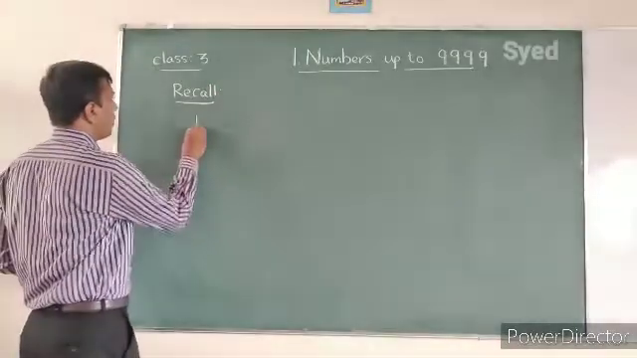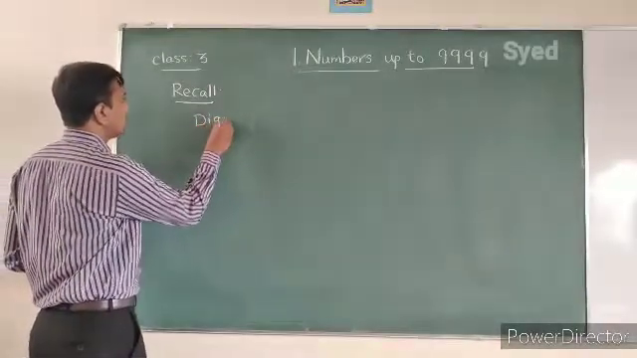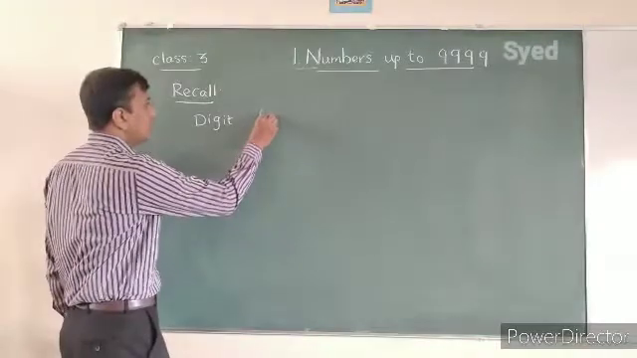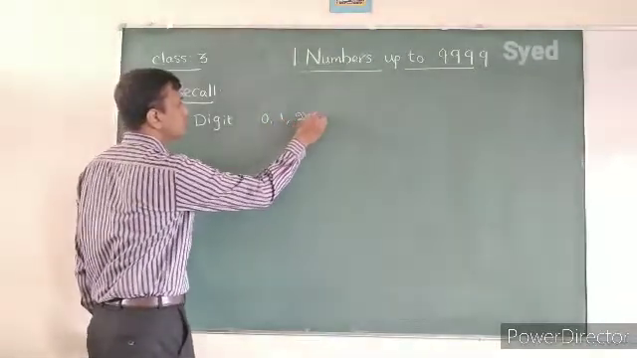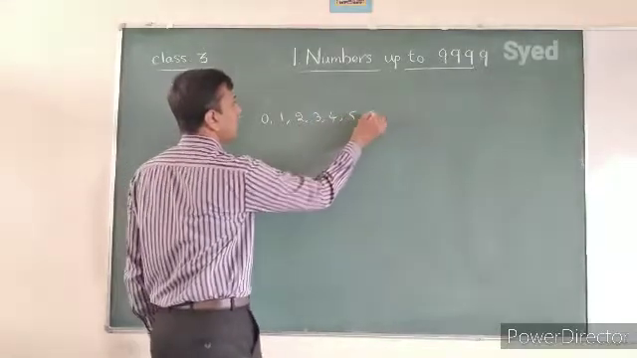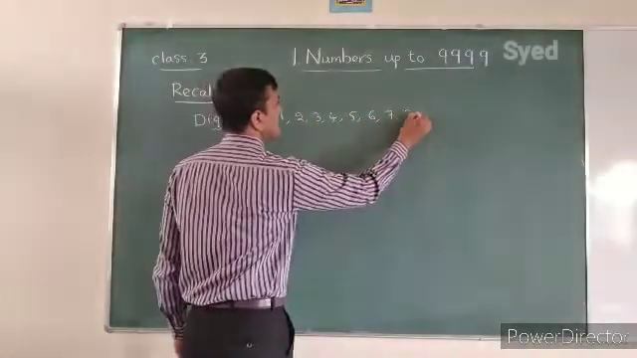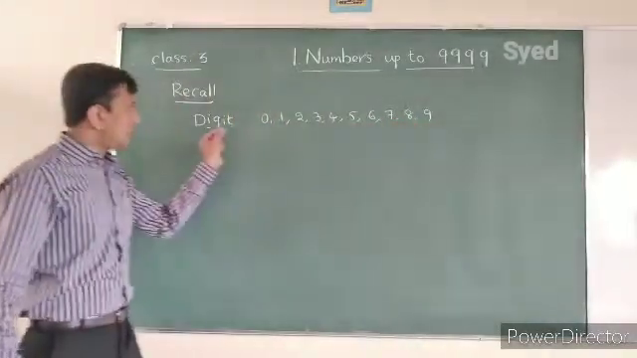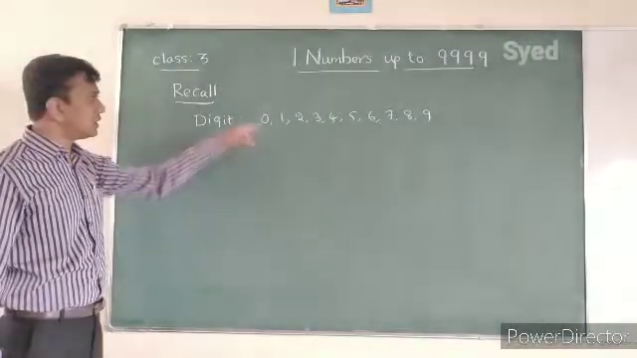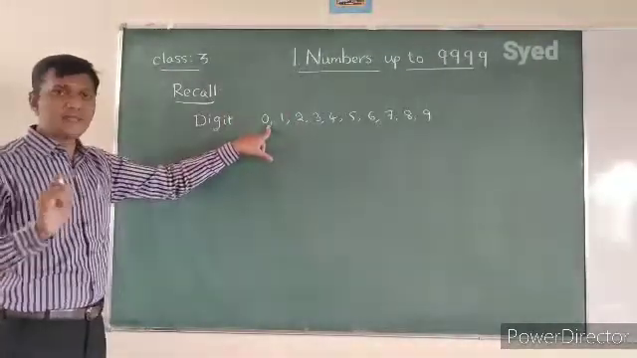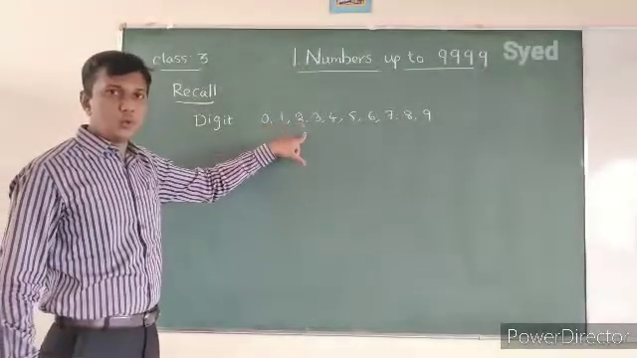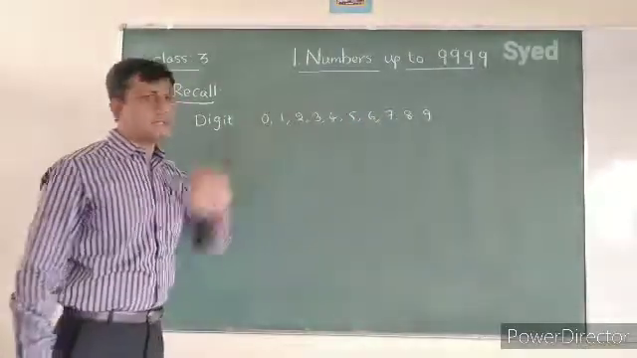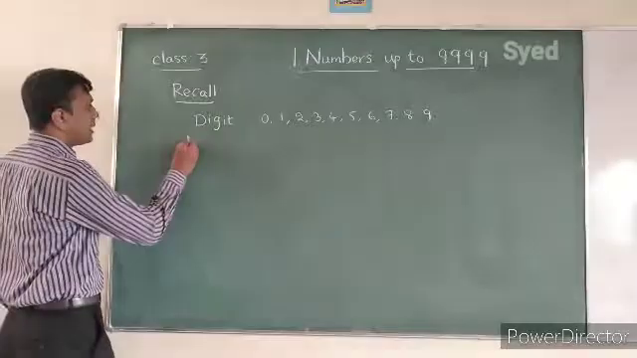First of all, we should know what is a digit. 0, 1, 2, 3, 4, 5, 6, 7, 8 and 9. 0 to 9. All these are called digits. Each and every one is called one digit. 0 is one digit, 1 is one digit, 2, 3, 4, like that up to 9. We have these digits. Now let us see what is a number.